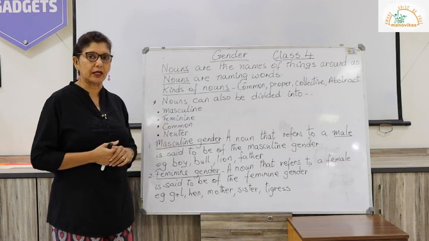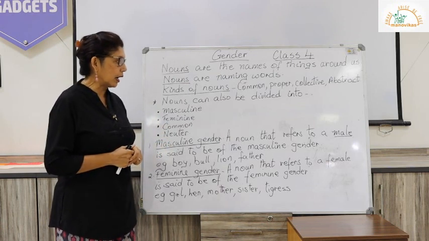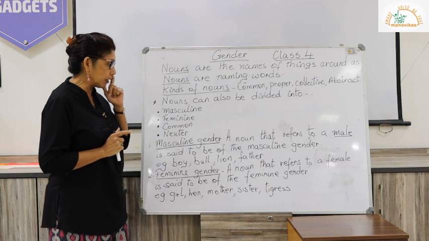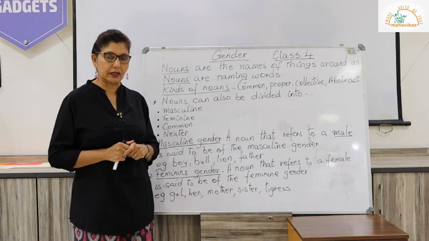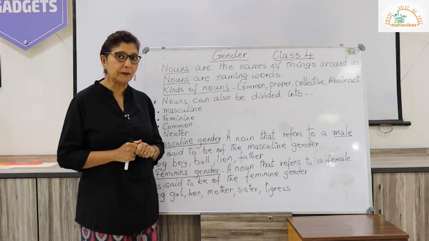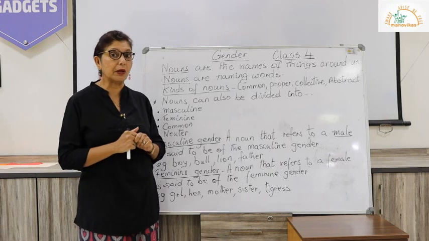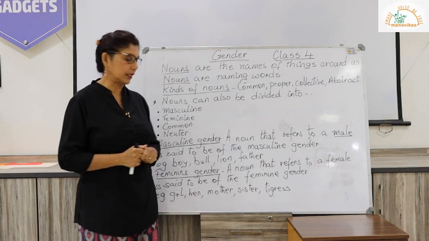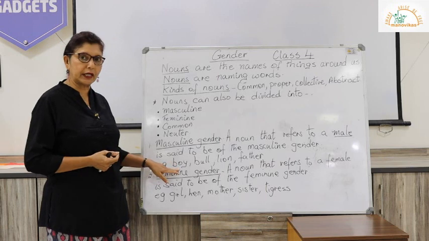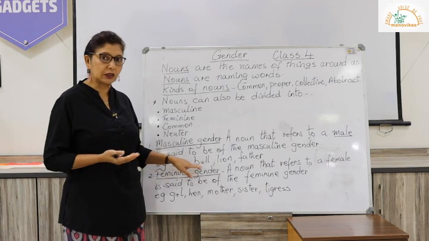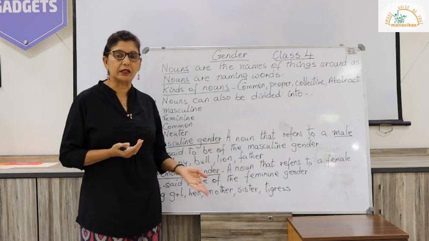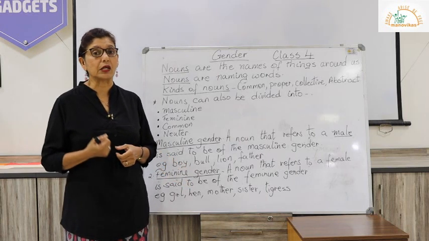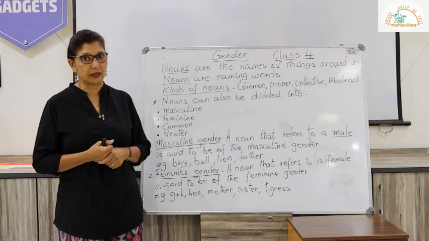Now what is masculine gender? A noun that refers to a male is said to be of the masculine gender. Examples: boy, bull, ox, lion, father, brother. These are all male, or these are all masculine gender.